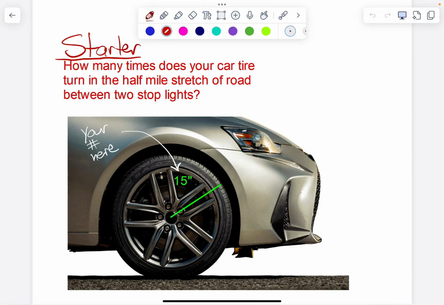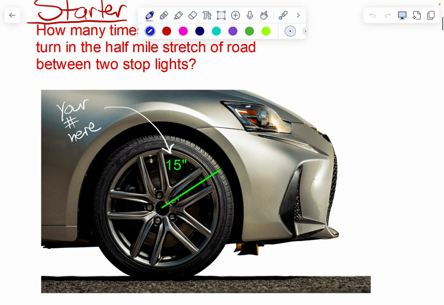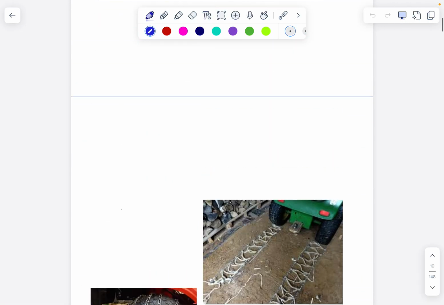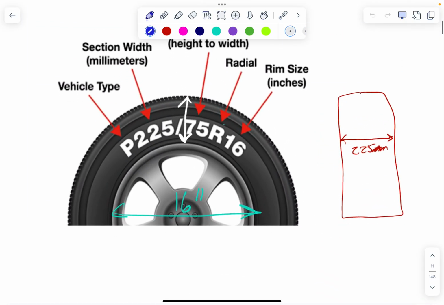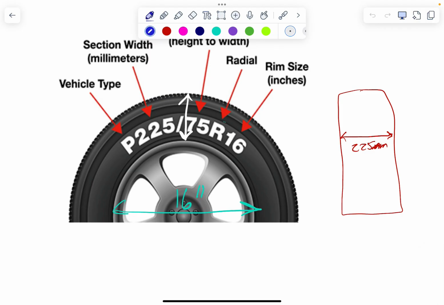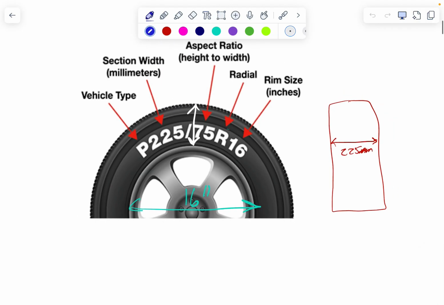All right, so let's go ahead and check in on this one. So the number, remember, on your tire is not, I have it on here as the radius. The number on your tire is actually the diameter of the rim in inches, okay? Which is fine. That's what we want, okay?